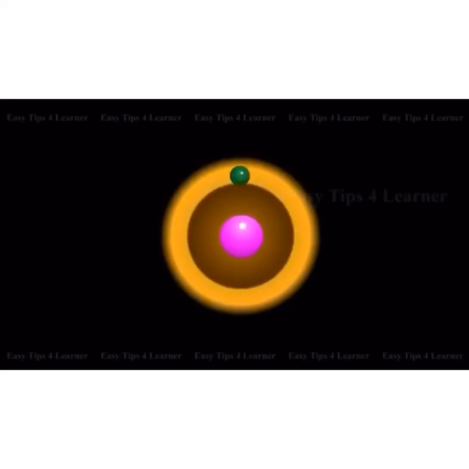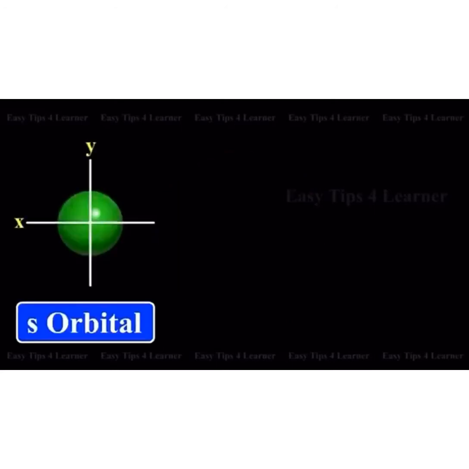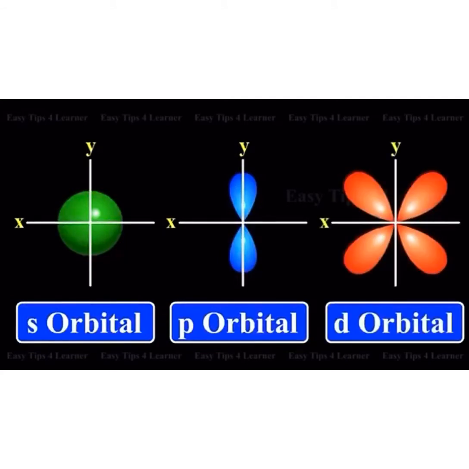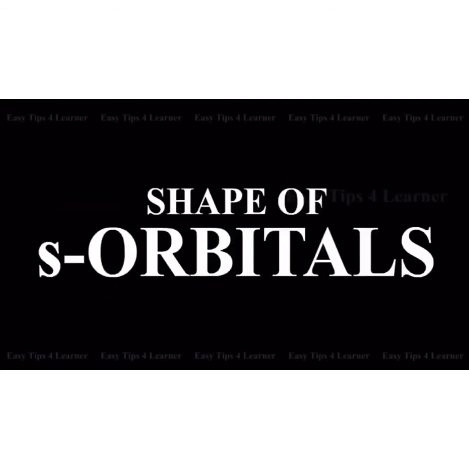The orbital is the region around the nucleus where there is maximum probability of finding an electron. The orbital wave function, or psi, for an electron in an atom has no physical significance. It is simply a mathematical function of the coordinates of electrons. Let us observe the shape of s, p and d orbitals.